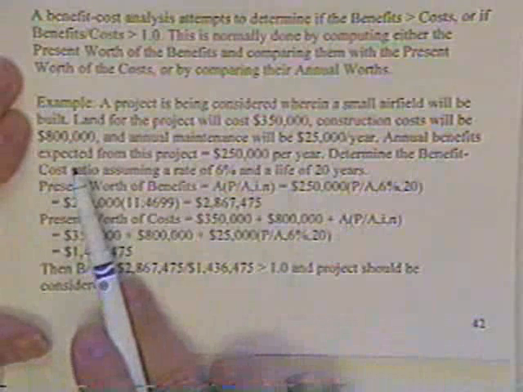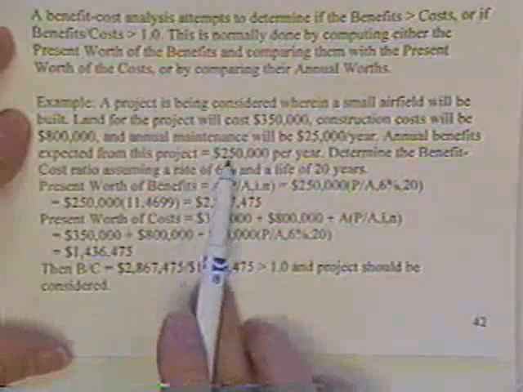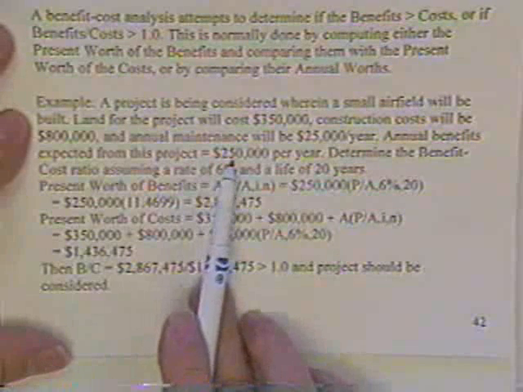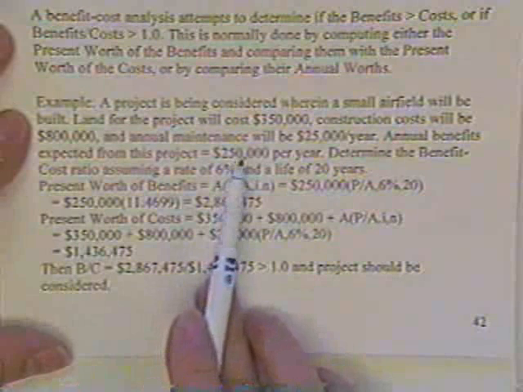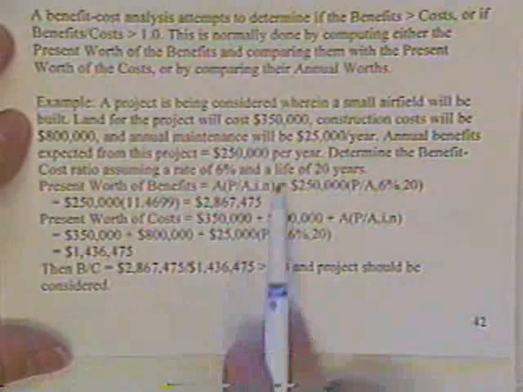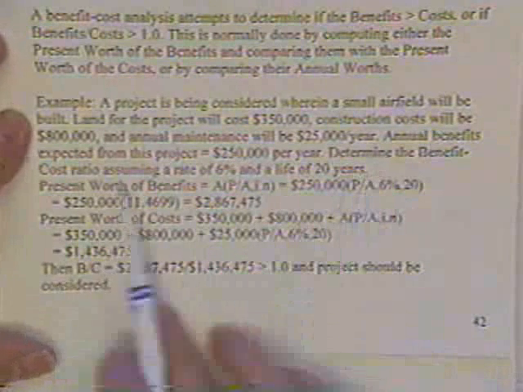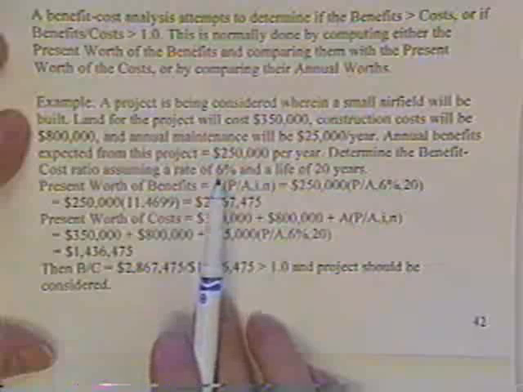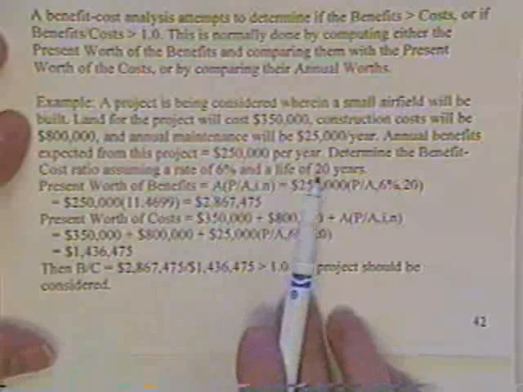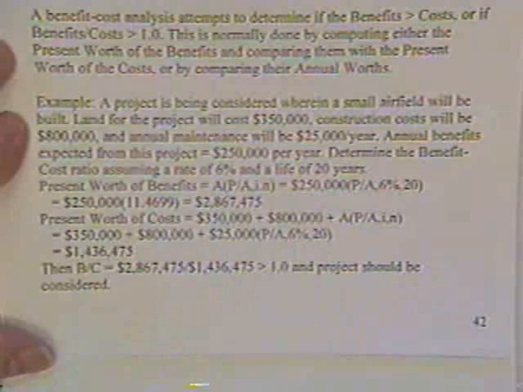Annual benefits, on the other hand, we feel that because people won't have to drive as far, and because planes will come in here and the place will be easier to get to, and because more hamburgers will be sold, is $250,000 per year. Determine the benefit cost ratio, assuming that money is worth 6%, and the airfield is going to be good for 20 years, at which time we'll have to either tear it down or build a new one or enlarge it or something. We're worried about it then.